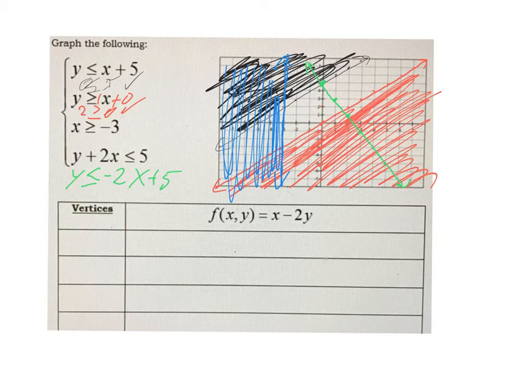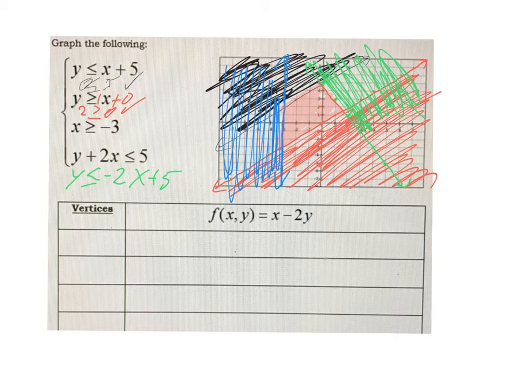To finish that off, the shading is going to be up here because that's all the points that aren't included. Let's change to a color we can see more easily. So our feasible region is going to be right there. Hopefully you can see that. It looks like another trapezoid.